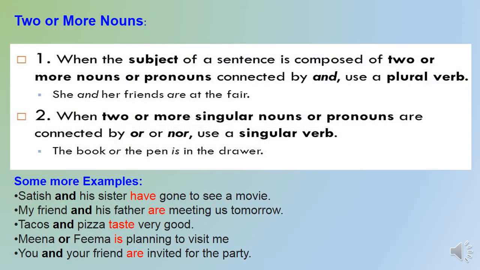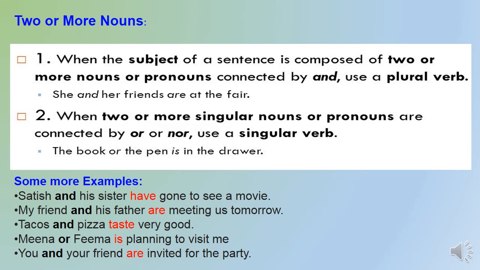Now we'll be talking about two or more nouns as subjects. When the subject of a sentence is composed of two or more nouns or pronouns that are connected by the conjunction and, we use a plural verb. So here the example is: she and her friends are at the fair. You can see she and her, both pronouns, are connected with the conjunction and, and that's why we have a plural verb, are, which follows the subject.